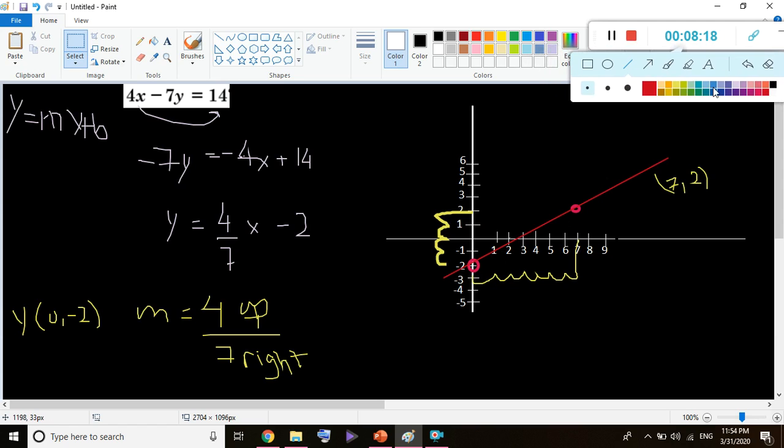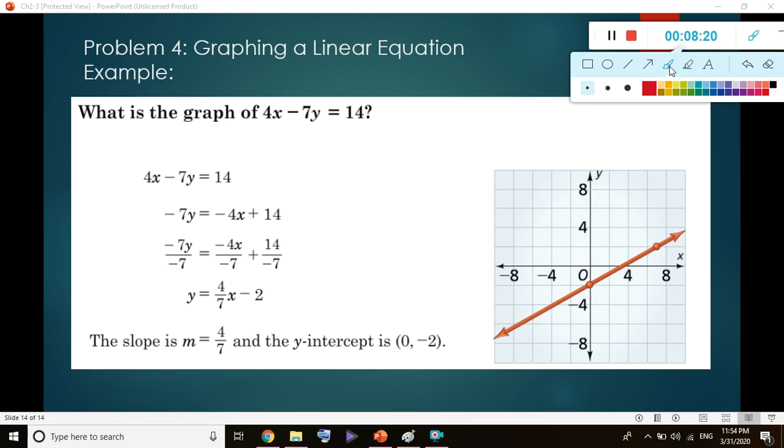Okay, let's check our answer here. So we moved 4 over 7, 4 units upward, that's right. And we moved 7 units to the right, which is over here and over here, that's correct. Then we made a line.